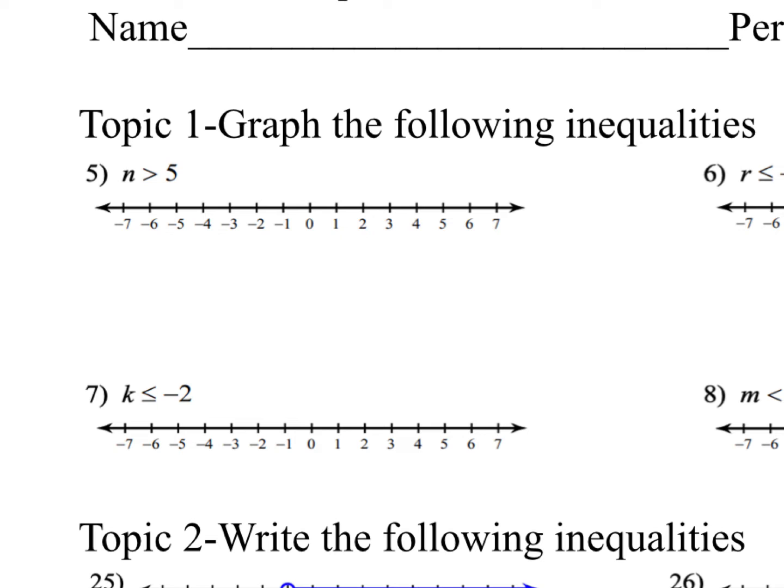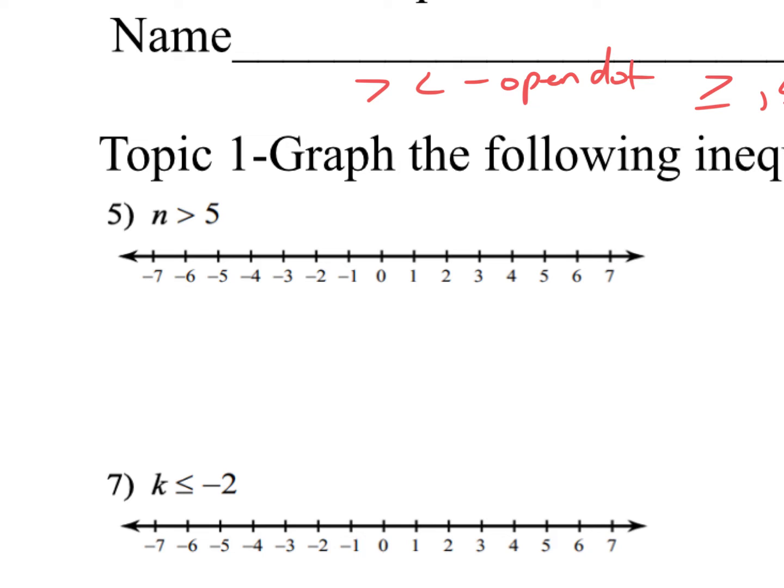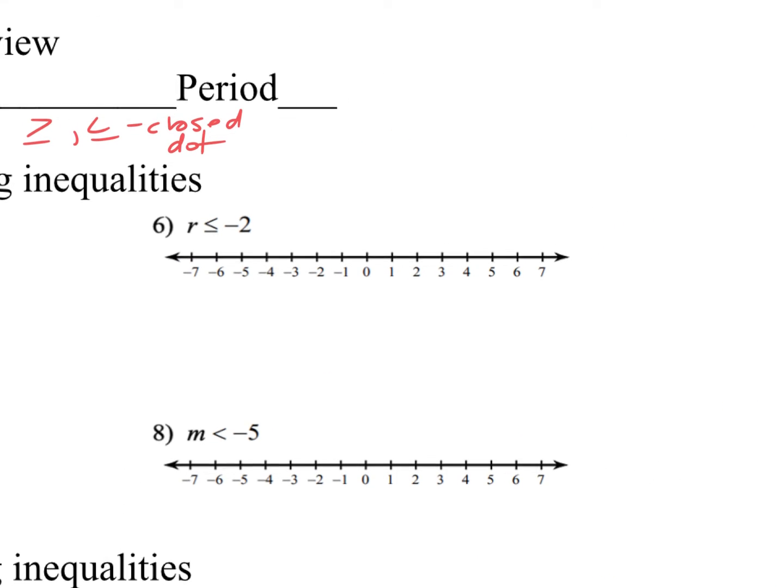N is greater than 5. Remember, we have some rules. Greater than, less than is an open dot. Greater than or equal to, less than or equal to is a closed dot. And then the inequality symbol points the direction we shade. So at 5, we have an open dot and it shades to the right. Okay, for number 6, at -2, we have a closed dot, and this one goes to the left.